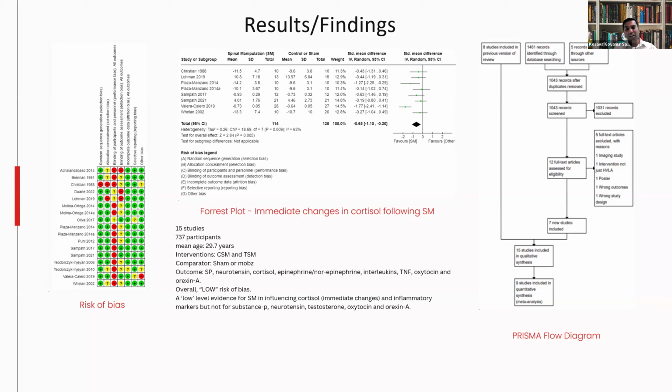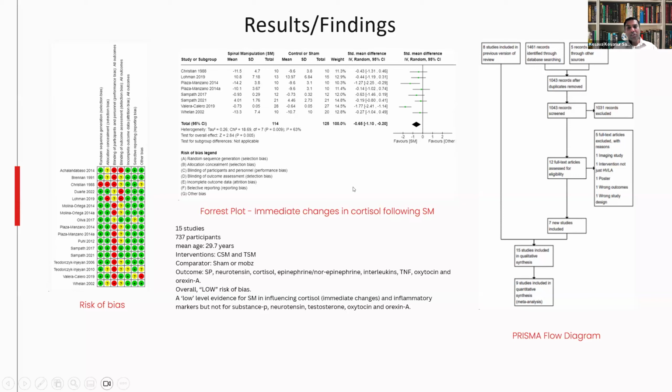We had 737 participants giving us the data. The mean age of participants was close to 30 years of age. The interventions mainly were either neck manipulation, cervical spine manipulation, or thoracic spine manipulation. And the comparator mainly were sham or mobilization.